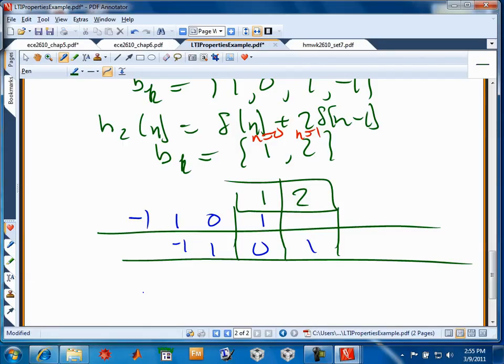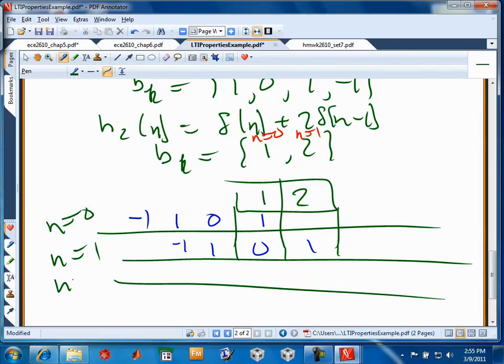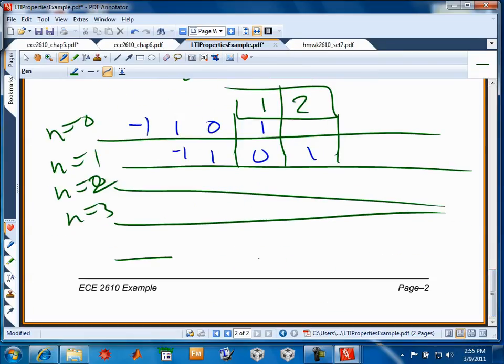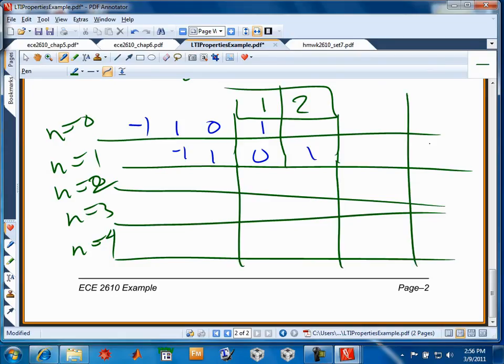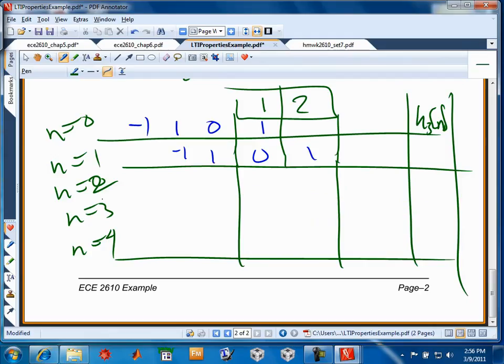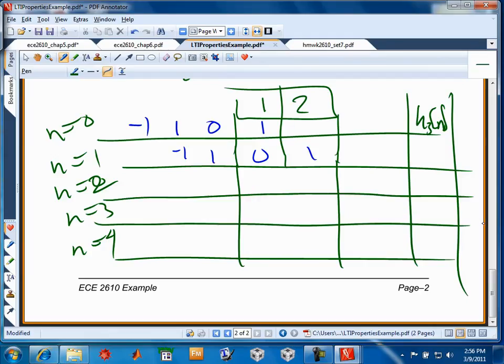And we have to do that. So this would be for n equal to 0, n equal to 1, n equal to 2, 3, and finally n equal to 4. Instead of it being y out over here, now it's h, or call it h3, let's say. h3 is the convolution of h1 with h2. I'll put up the solutions to this, but I'm pretty confident you know how to do this already.